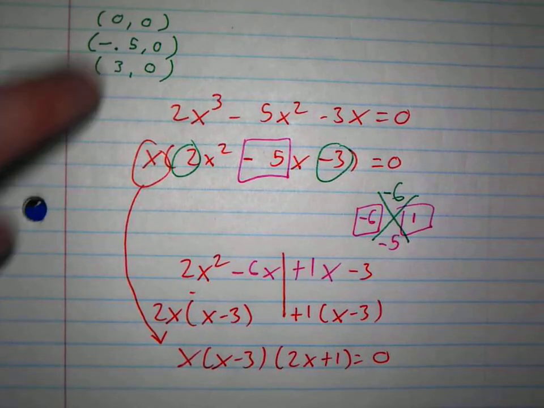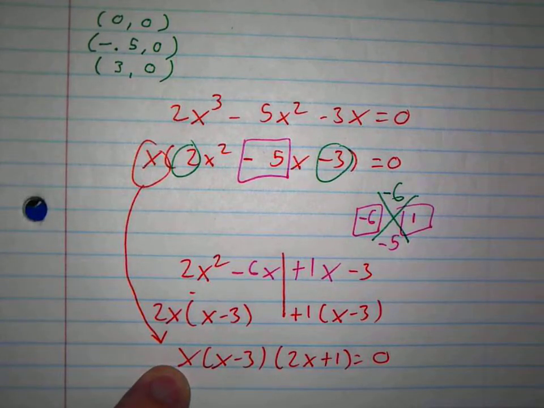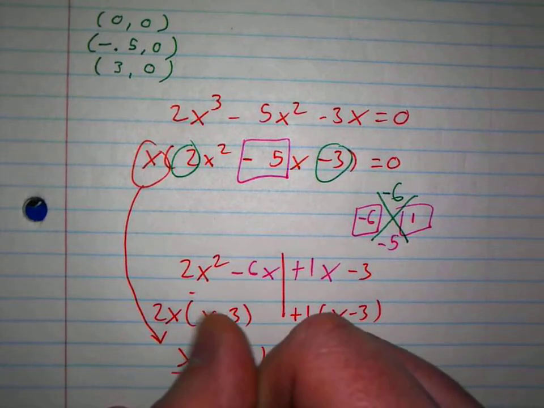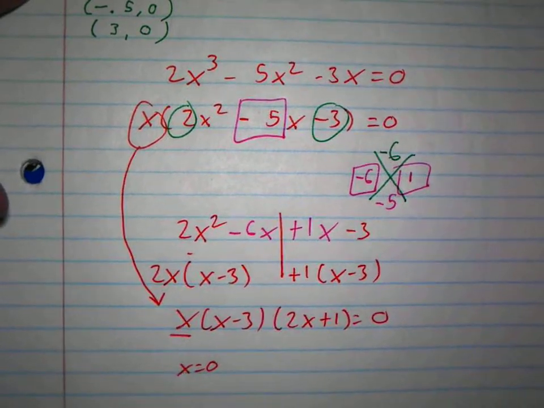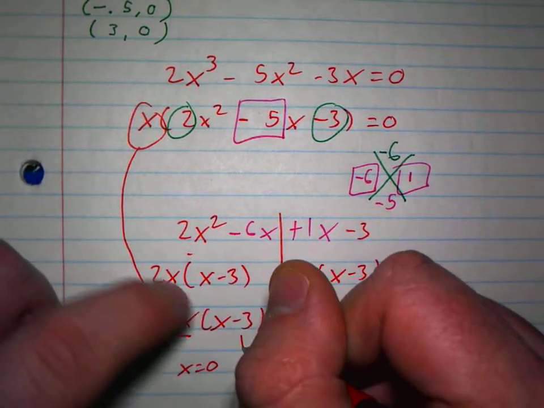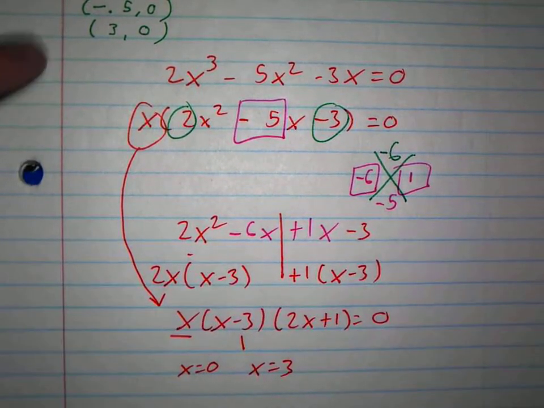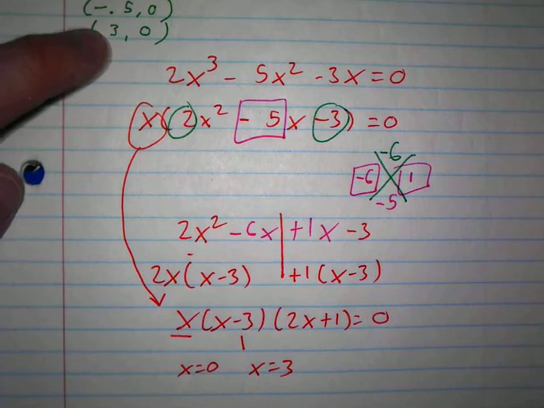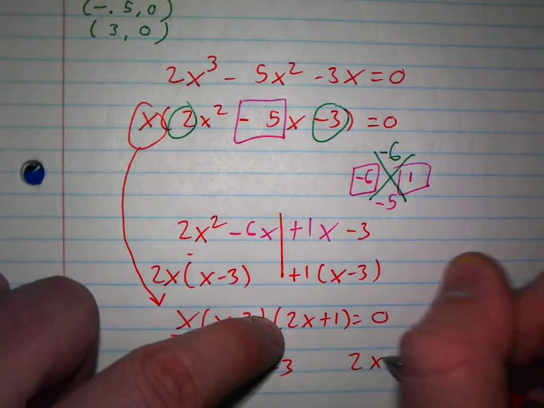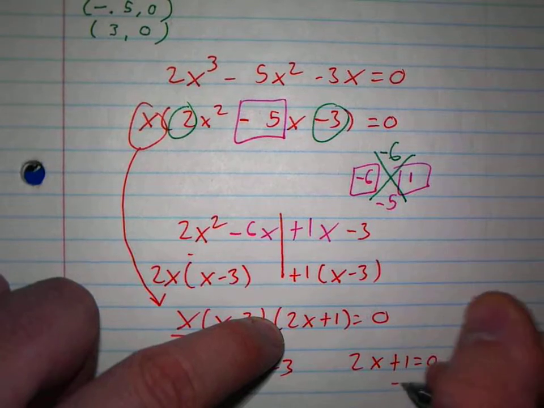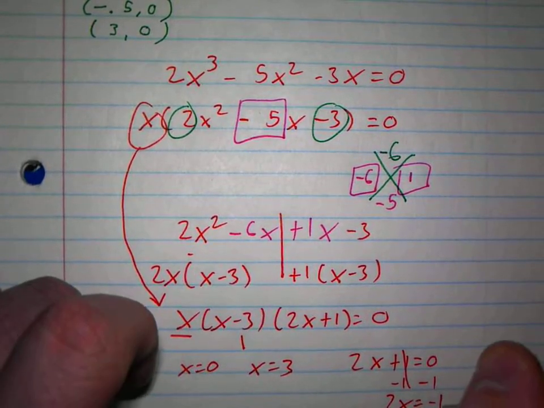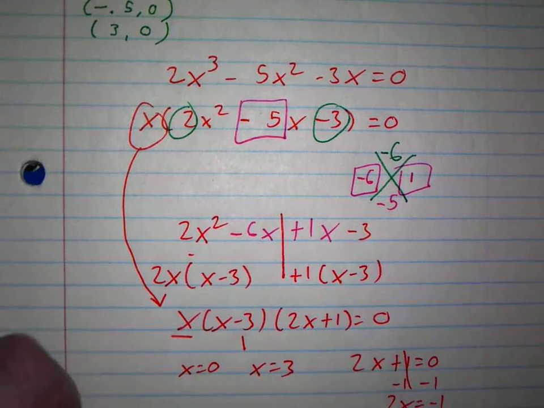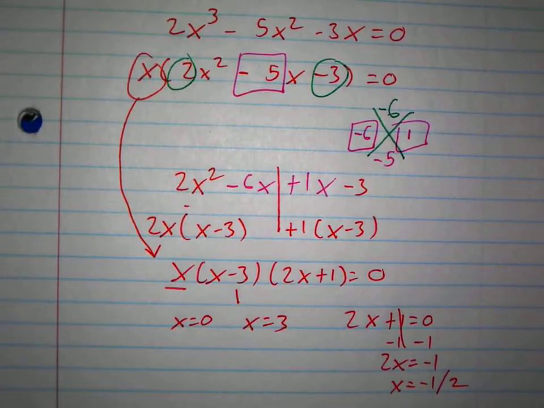So to get the same 3 solutions, you set each factor equal to 0. So here would be x equals 0, which is what you already got. Here would be x equals 3, which you already got. And then here, 2x plus 1 equals 0. X equals -1/2, which you also got.